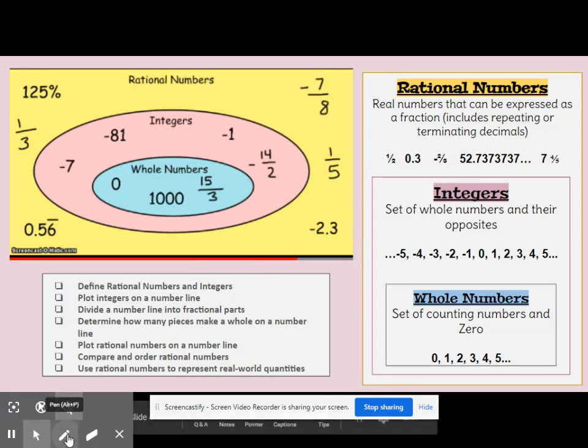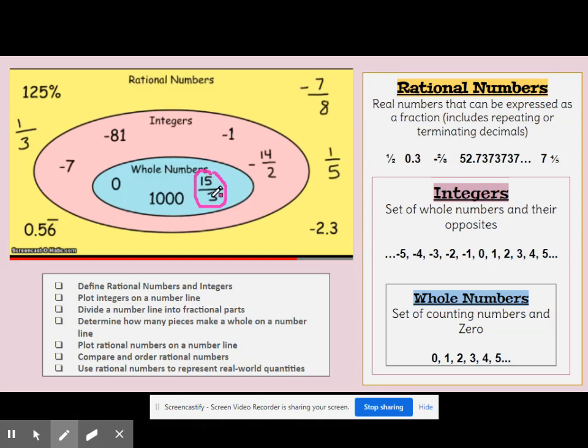and we can keep counting up all of these whole numbers. Now, they're trying to trick you here because they have a fraction. But 15/3, 15 divided by 3, is actually 5. That's just a whole number in disguise. So whole numbers are your counting numbers, and 0. Okay, those are like our elementary numbers.